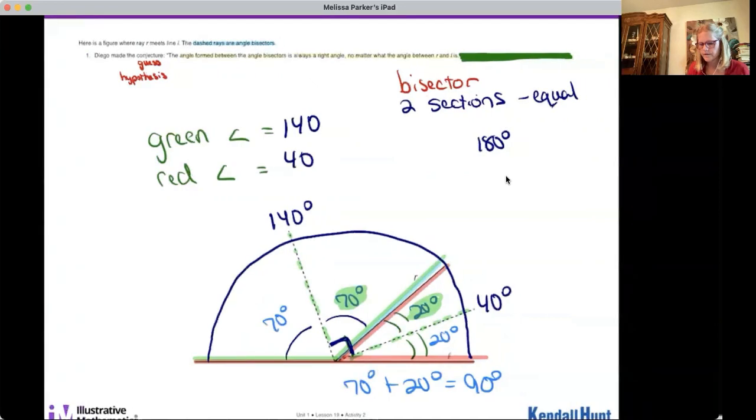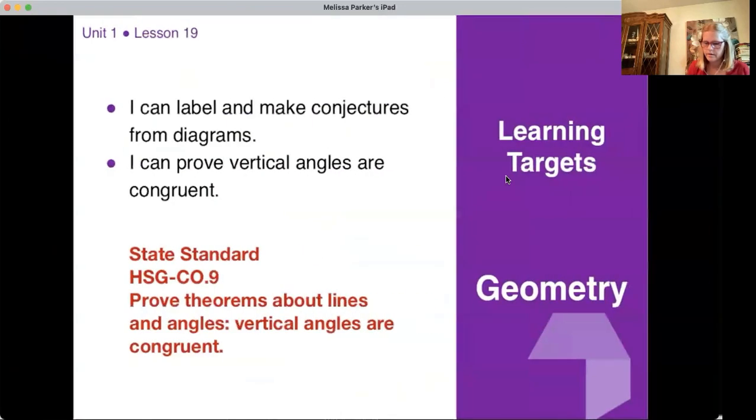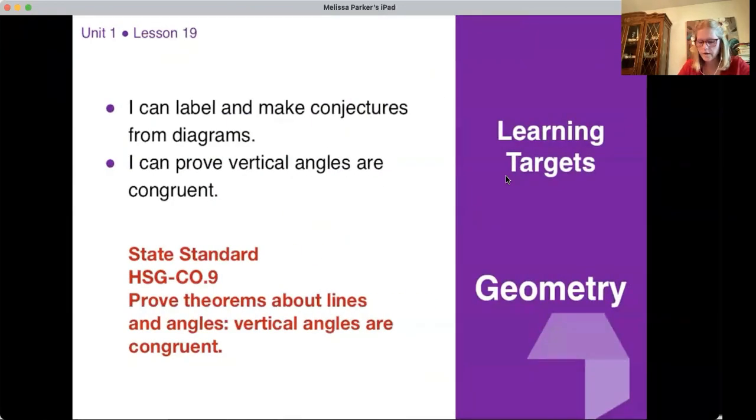Okay, after this, I would look at the learning objectives and say, are we continuing to meet our objectives? Have we labeled and made conjectures about diagrams? And we have done that. Have we proved vertical angles are congruent? Well, we haven't met that one yet, right? But we can see that we're on our way. We've gotten 1 out of 2 done so far. I would also provide them at this time with a little supplemental sheet of problems for extra practice and work.